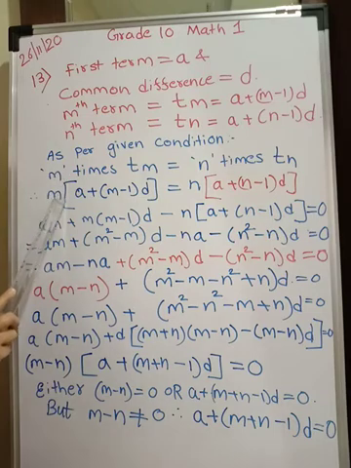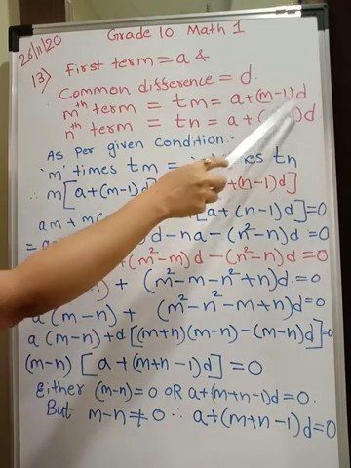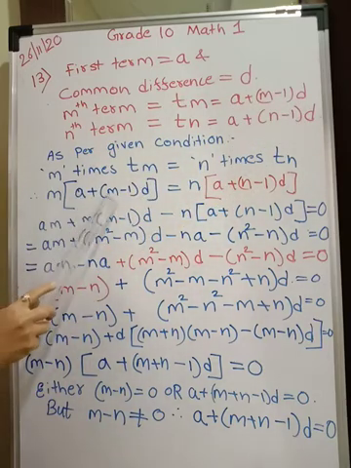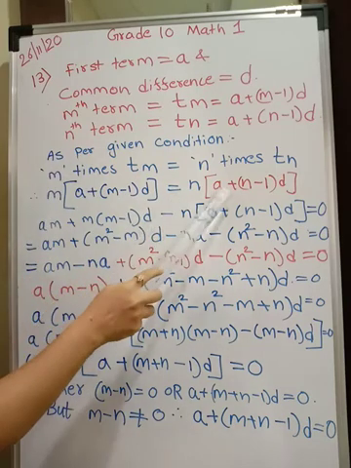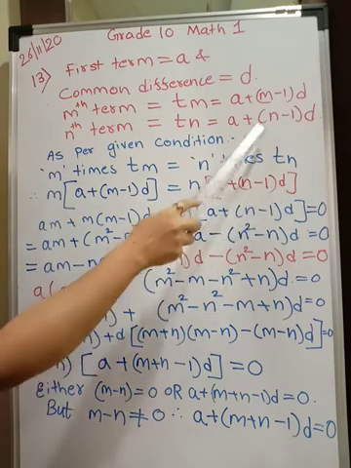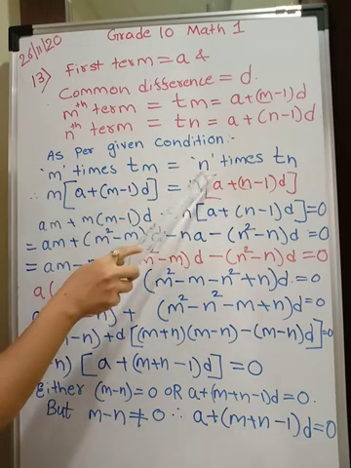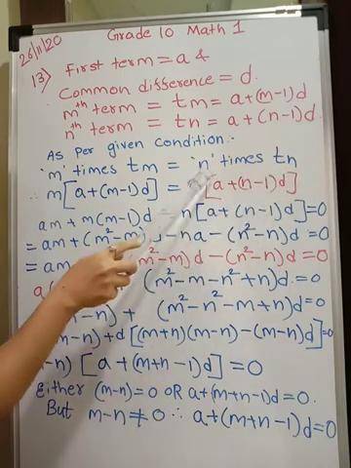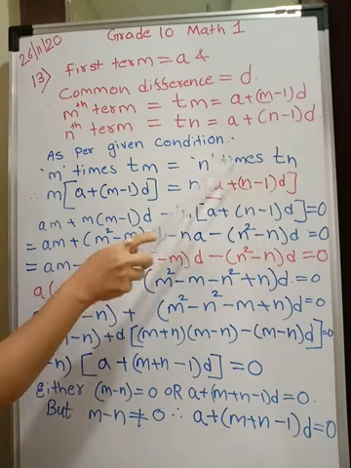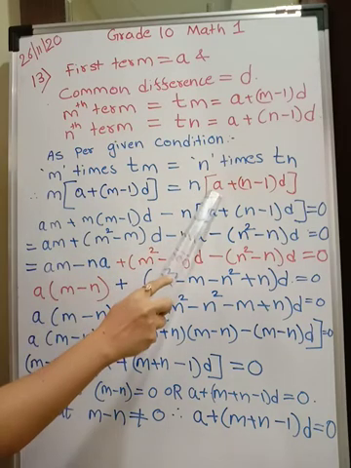This is m over here, times means multiplication, and Tm is given over here, A plus m minus 1 into D. So m times (A plus m minus 1 into D) is equal to n times (A plus n minus 1 into D), that is Tn. Times means multiplication, so here there is a multiplication sign. I hope it is clear up till here.